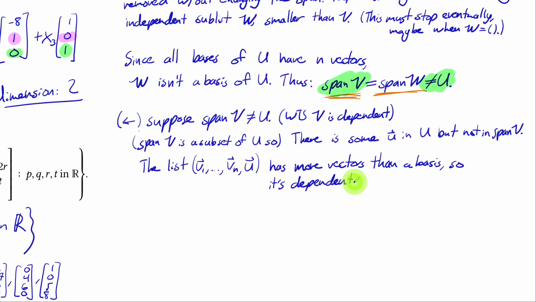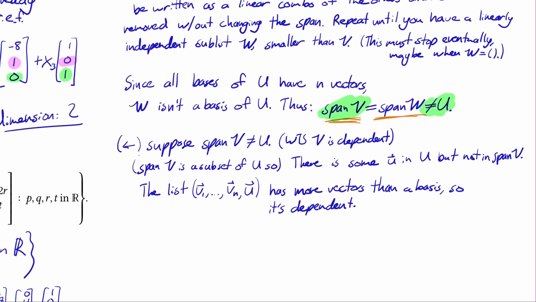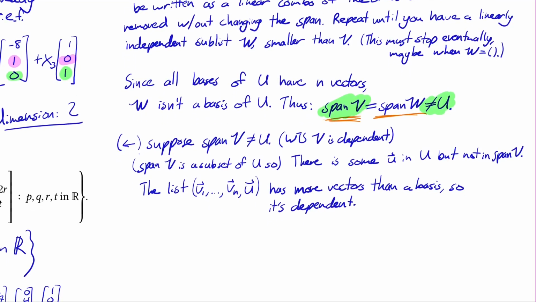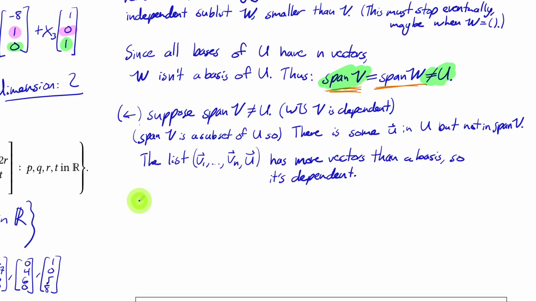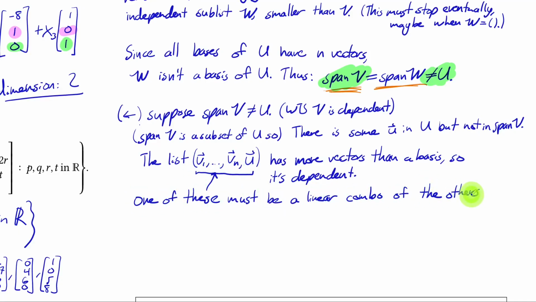And that means, again, using Theorem 1.6, the characterization of linear dependence, that one of these vectors must be a linear combination of the others. And it can't be the vector u, because u is not in the span of V. So that means one of the other vectors is a linear combination of the previous vectors. And that means the list V is linearly dependent.